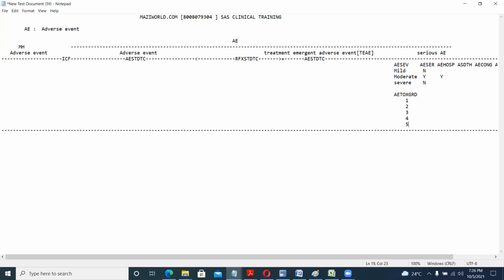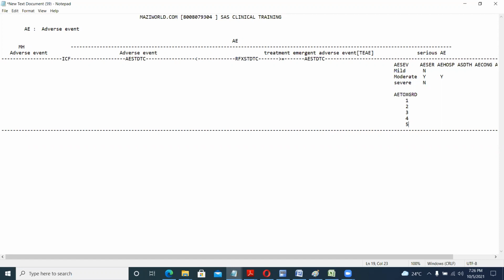So wherever you go, our network follows. Wherever you have the AE severity, toxic grade compulsorily will be there. If the toxic grade is there, you will take it as the primary variable, because that is very important when you go for reporting. But if the toxic grades are not there, then you will target the variable AE severity.